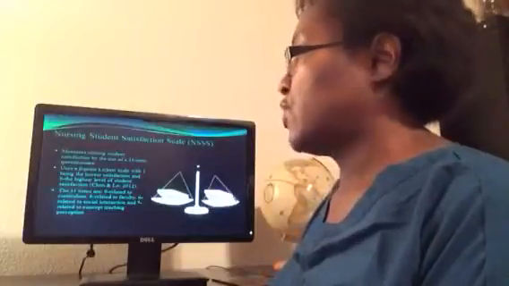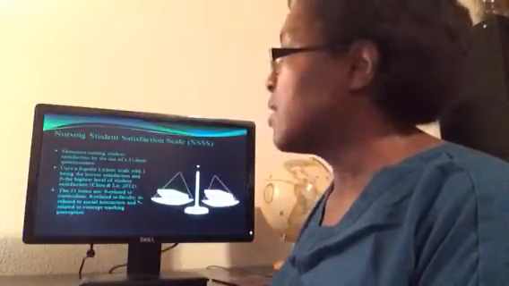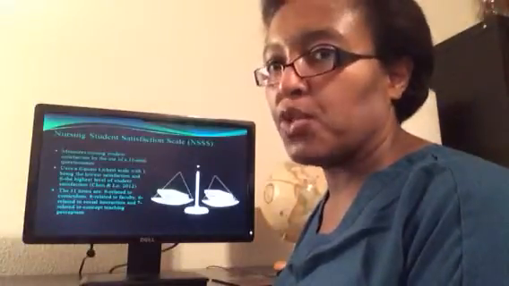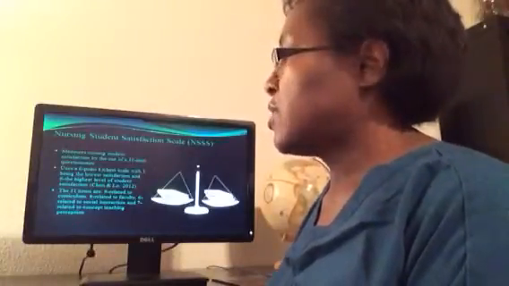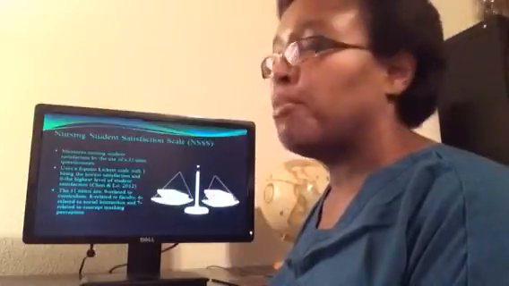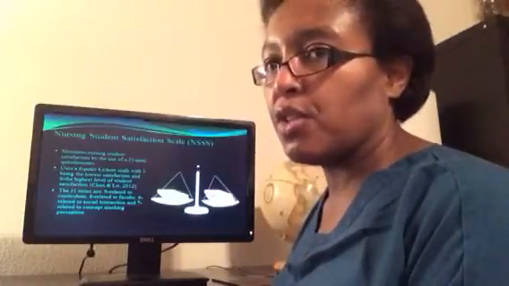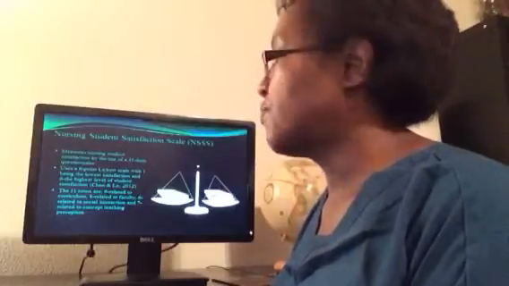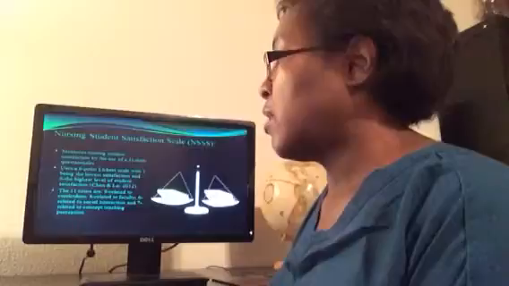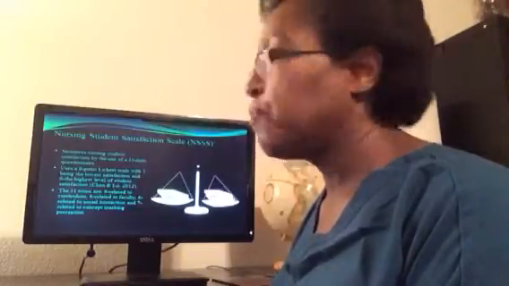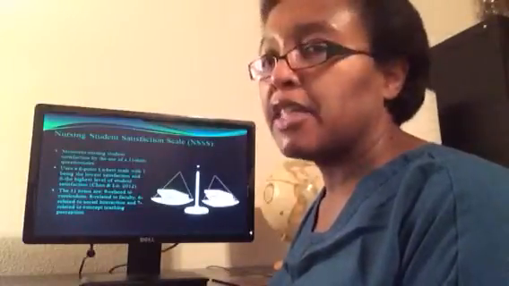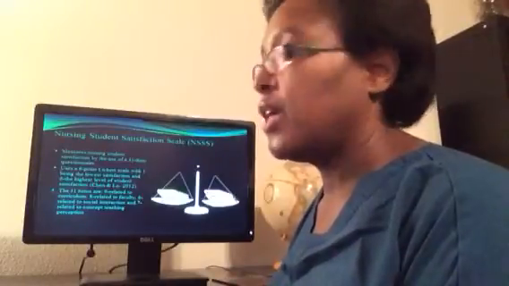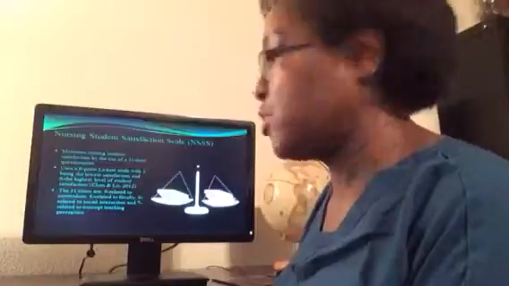Nursing Student Satisfaction Scale, what is it? It measures nursing student satisfaction by the use of a 31-item questionnaire. It uses a 6-point Likert scale, with 1 being the lowest satisfaction and 6 the highest level of student satisfaction. The 31 items are 9 related to curriculum, 8 related to faculty, 6 related to social interaction, and 7 related to concept teaching perception.